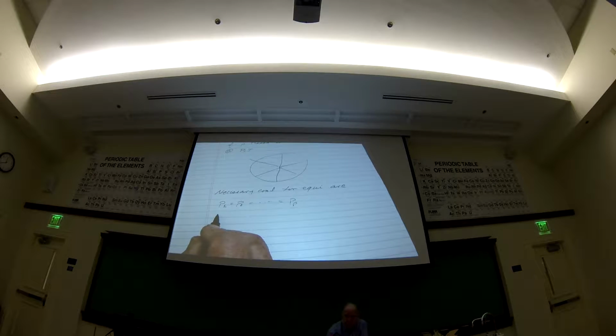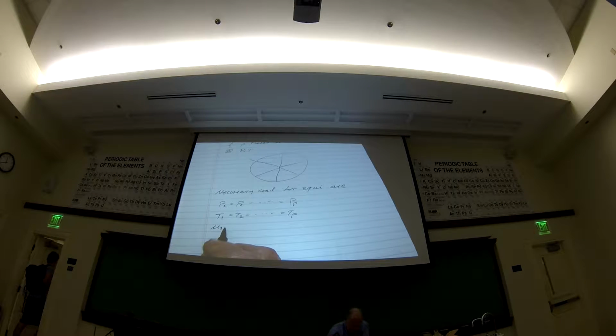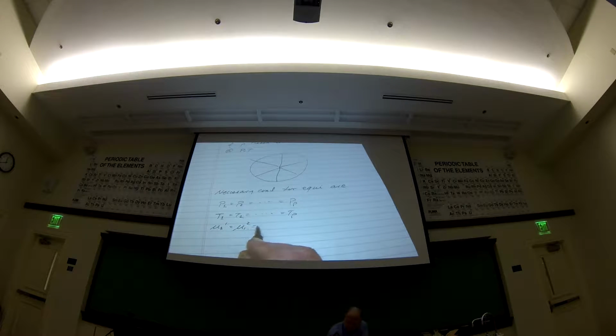How about temperature? The zeroth law says you can't have equilibrium unless temperature is uniform. So, temperature in phase 1 is equal to temperature in phase 2 is equal to temperature in phase rho. How about species 1? Chemical potential for species 1 in phase 1 is equal to chemical potential of species 1 in phase 2 is equal to chemical potential of species 1 in phase rho. How about species 2?